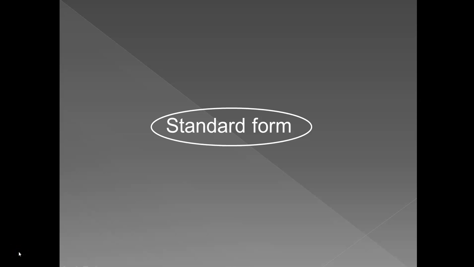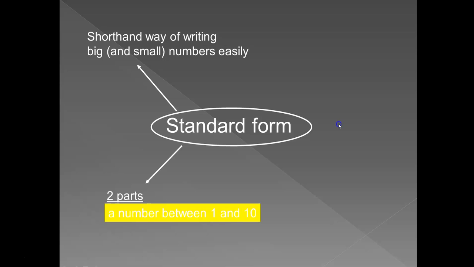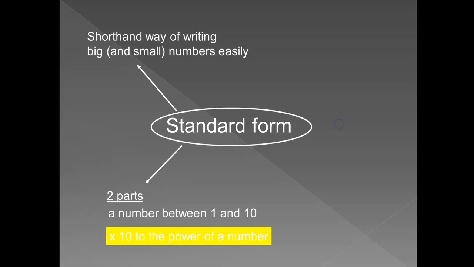Okay, so in our last video, we pretty much reviewed some things that were necessary to actually do standard form. And we got to defining standard form. And we said that standard form is a shorthand way of writing big as well as small numbers easily. And we also said that standard form has two parts: a number between 1 and 10 being multiplied by a power of 10. Alright, so let's dig into it some more.